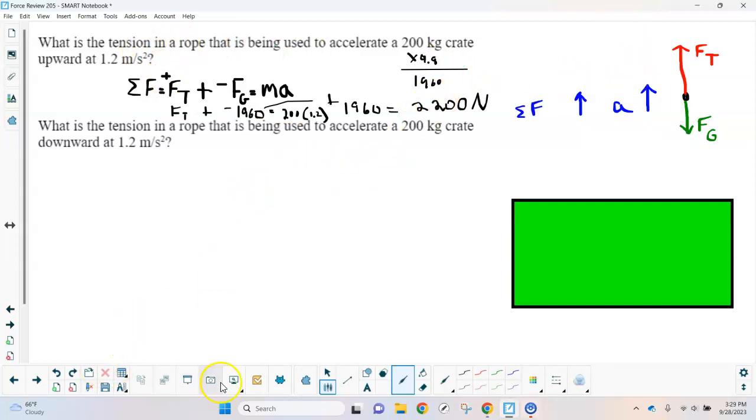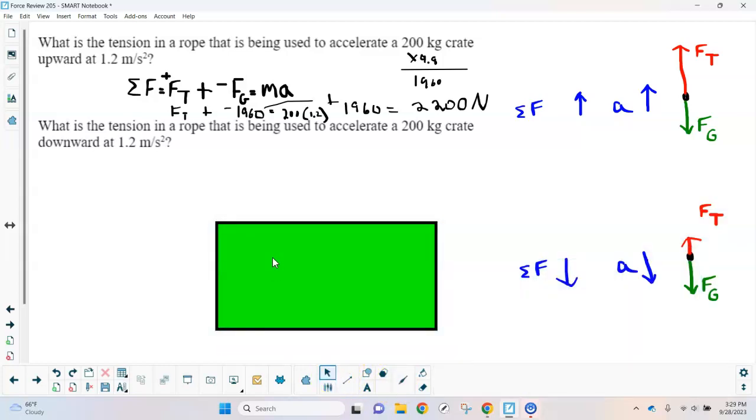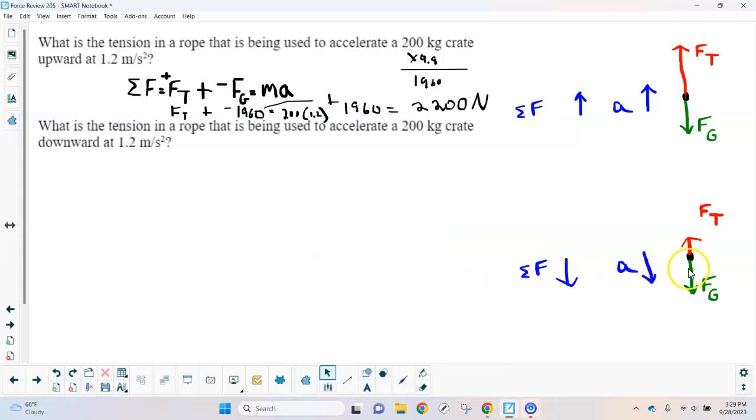The second problem is almost identical to the first, except this time you're accelerating it downward. So if you draw a free body diagram again, you've got your force and your acceleration. This time they're directed downward. So the gravity force doesn't change. That's still 1960. It didn't change because it's the same mass. But the tension is what adjusts. So the tension got smaller. And because of that, there was a bigger force pulling down than pulling up. So that's why it accelerates downward.